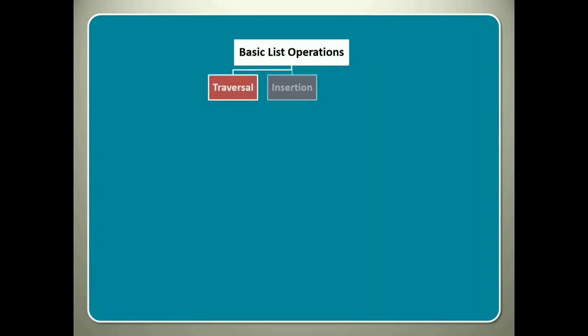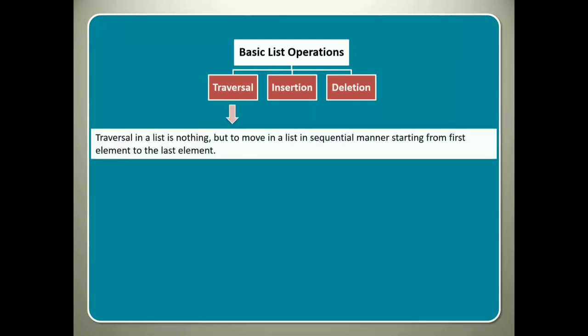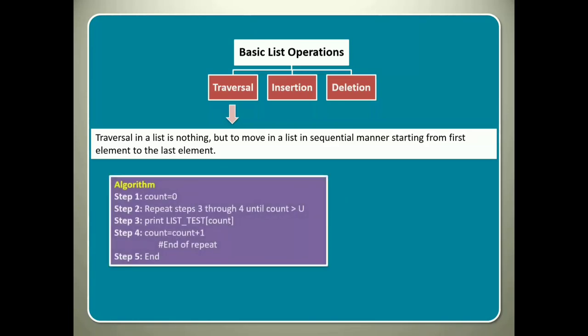Now let us look at basic list operations. The 3 basic operations of any list in Python are traversal, insertion, and deletion. Let us learn each of these operations in greater detail. Traversal in a list is nothing but to move in a list in a sequential manner, starting from the first element to the last element. Here is the algorithm for traversal in the list.